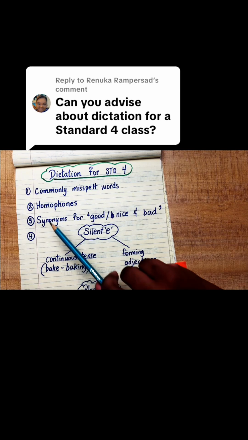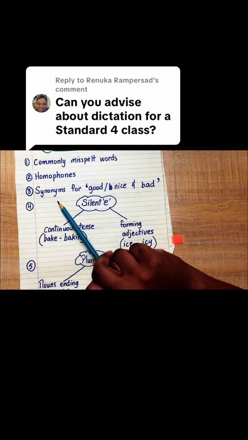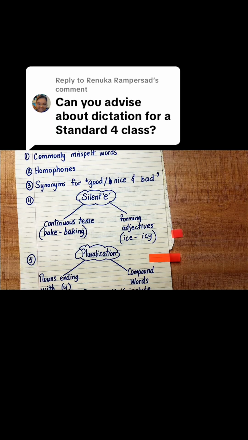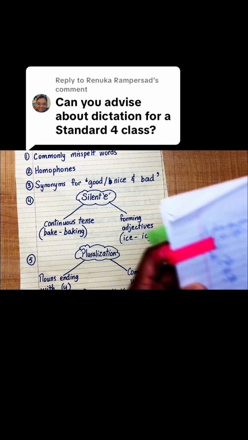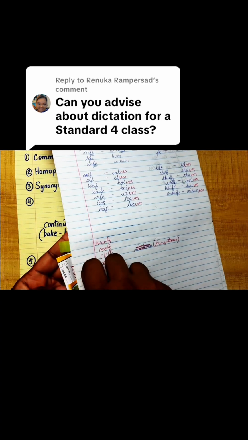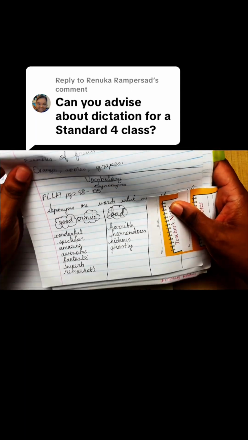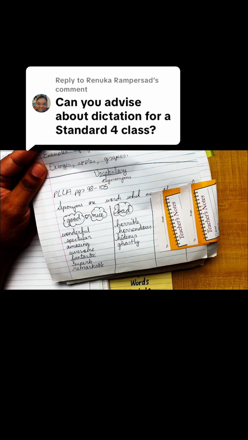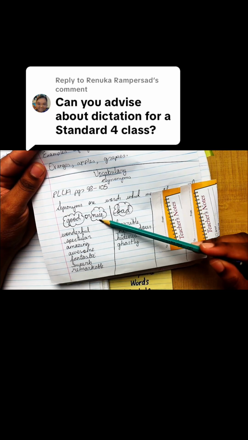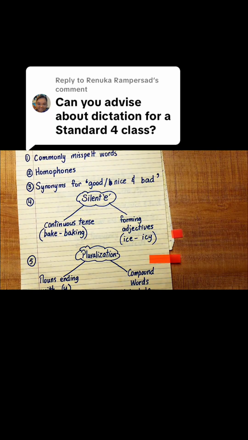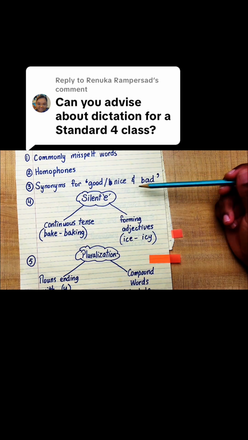All right, so homophones. Then you have synonyms for good or nice and bad. Now, this is what I use all the time. It looks old. I have had this for about 5 to 7 years, and it has never failed me. So you're gonna have a list of synonyms for good or nice and bad, whichever ones you'd like your students to learn, or if there's a textbook that has some great ones, you can give it to them as well. So synonyms for good, nice and bad.